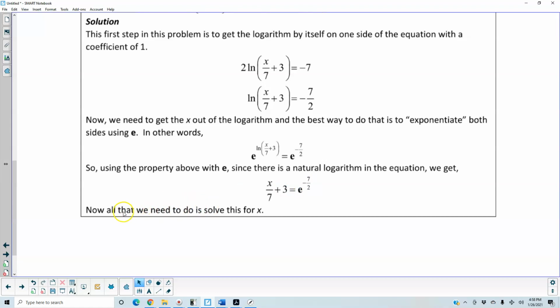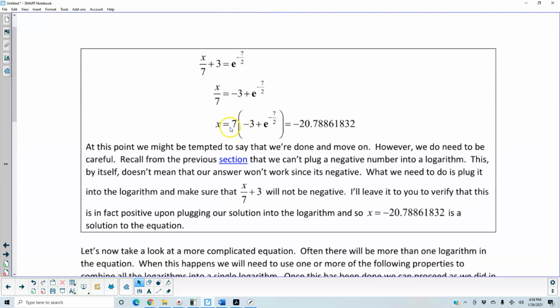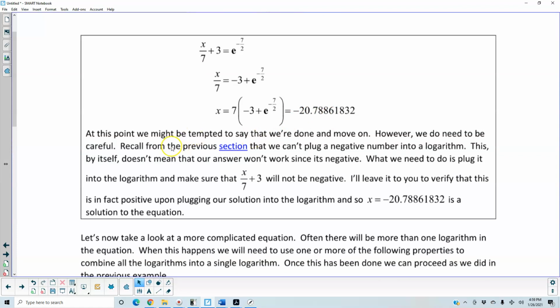Now in this equation, all that we need to do is solve for the value of x. The first thing we need to do is subtract 3 from both sides. So we have x over 7, which is equal to -3 plus e to the -7 over 2. And then we're going to multiply both sides by 7, so we get x, which is equal to 7 times -3 plus e to the -7 over 2, which is equal to -20.7886182.